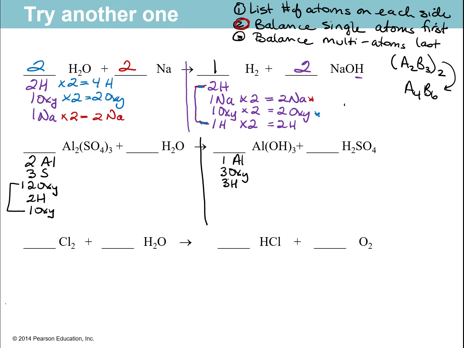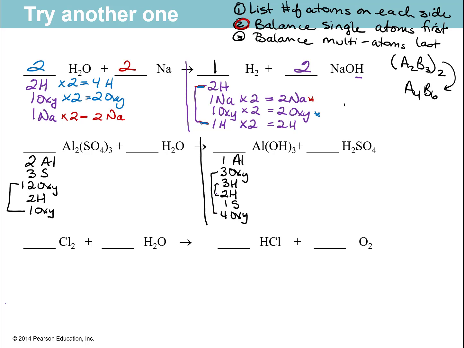Now I have to do H2SO4. So how many hydrogen? And sulfur? 1. And then oxygen again, 4. So do you notice on this side, I have oxygens and I have hydrogens.